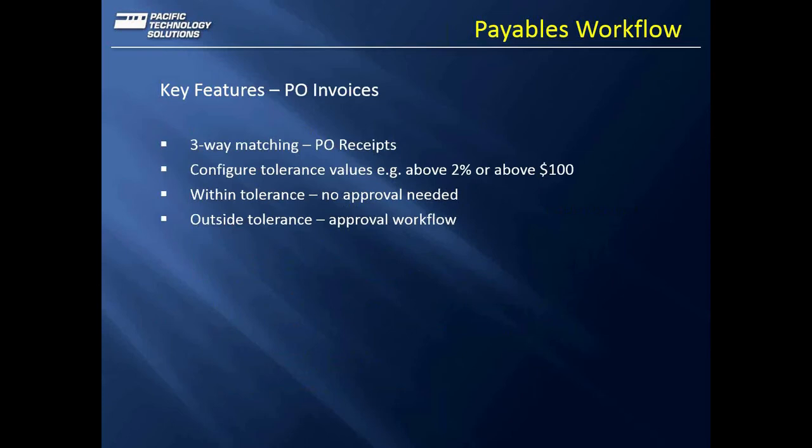Okay, and now another key feature, just for companies that are running the purchase order module, is the whole 3-way matching, and that's provided within Payables Workflow as well. What that means is when the PO invoice is entered, the system will compare it against the receipt, and then you also set up the tolerance values. So you can say, if the invoice is 1% higher than the PO and the receipt, then you're happy with that. Or if it's within $100, you're happy with that. But if it's above those tolerance limits, then the system will work that out and send that invoice off for another approval.